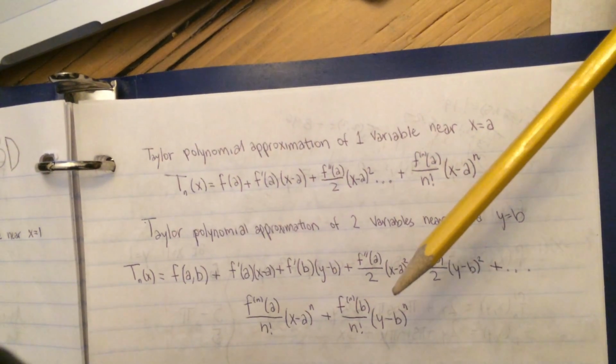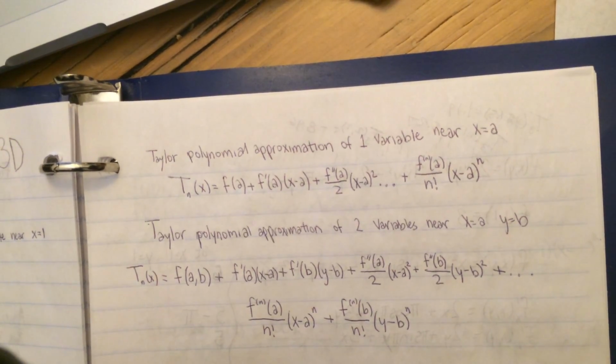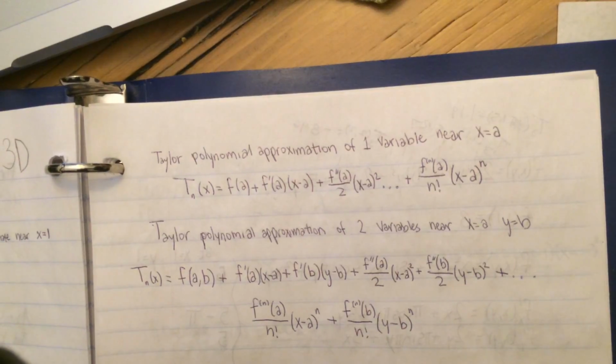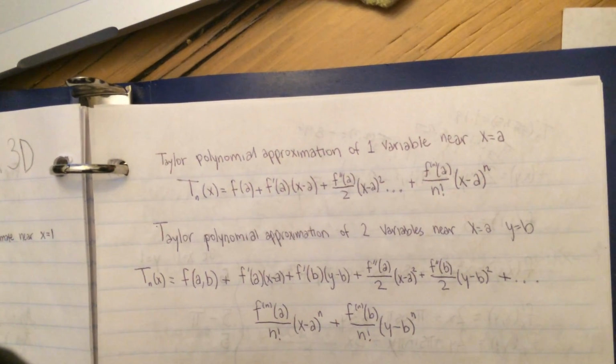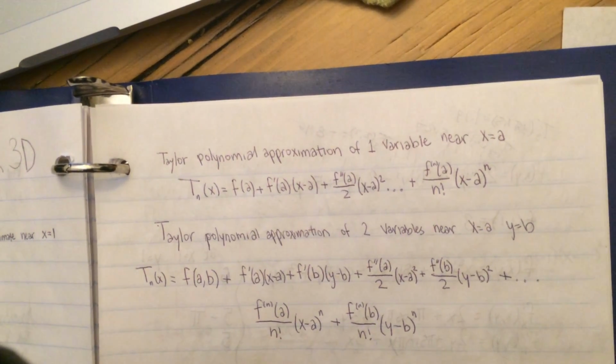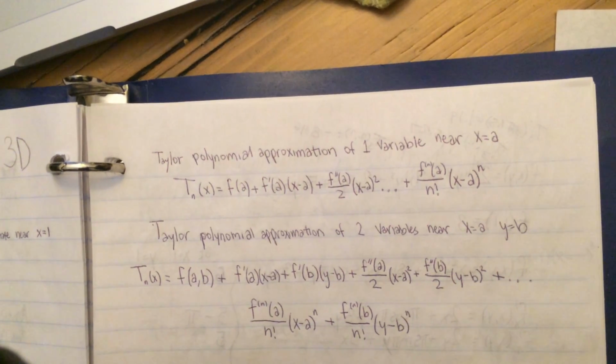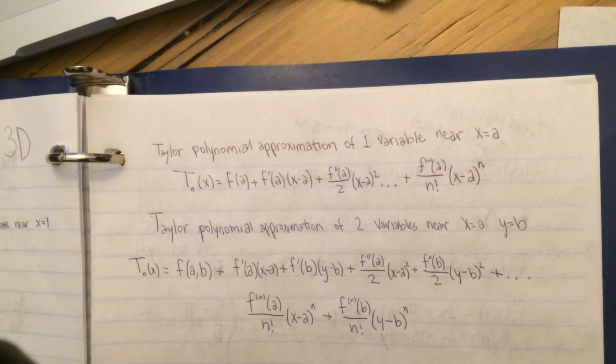And that's so that your approximation is as close as it can be, because you don't want to try and approximate z if you're only considering how x or how y changes. To correctly approximate z, you need to take into account how both x and y are changing.